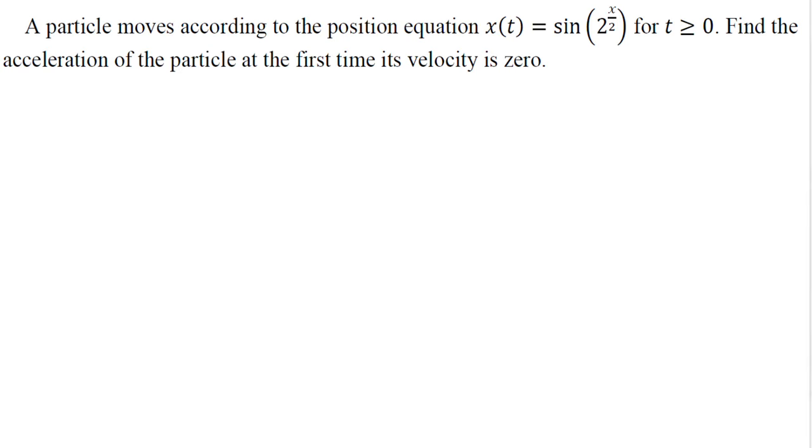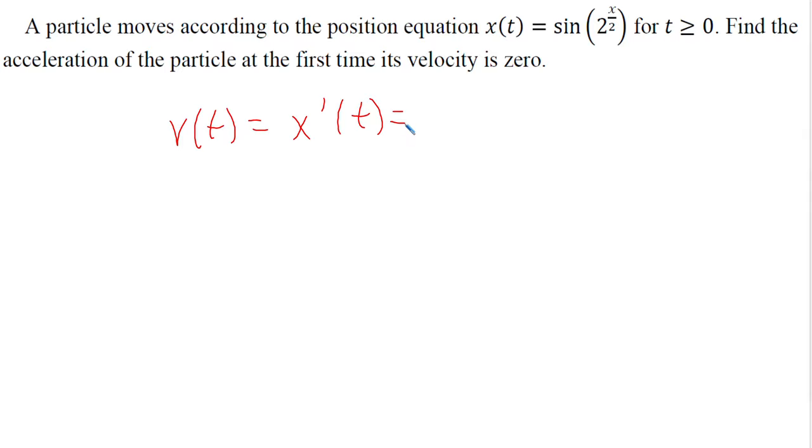All right, and we're on to our last problem here. We've got a particle moving according to this equation, sine of 2 to the power of x over 2. And we want to find the acceleration of the particle at the first time when its velocity is equal to 0. So what we first need to do is find a velocity function. Well, to find the velocity function, that'd be the derivative of the position function.